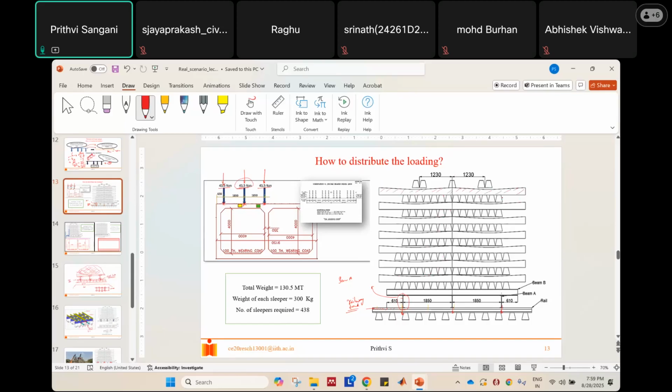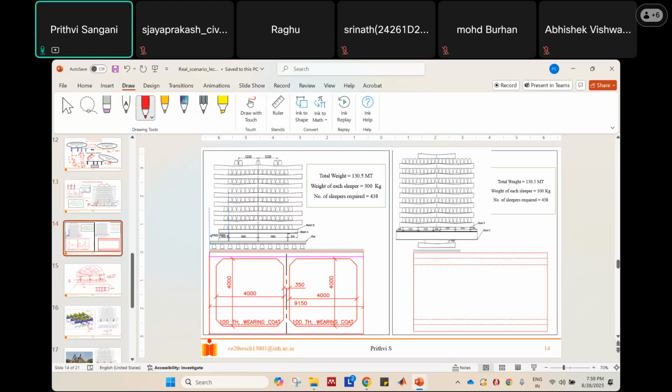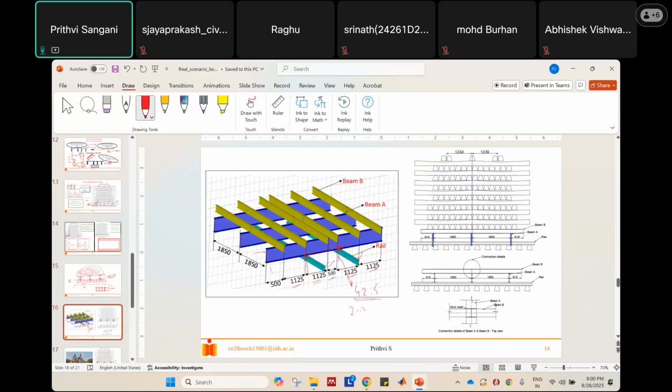if these sleepers are stacked in some random way, then the loads are going to transfer more on this side and less on this side, which we don't want. So for that, we have also figured out the sequence of stacking the sleepers: how we should stack them, and how many sleepers have to be stacked in each layer. So we have given a layer-wise stacking sequence.